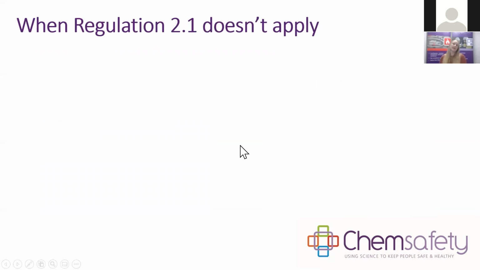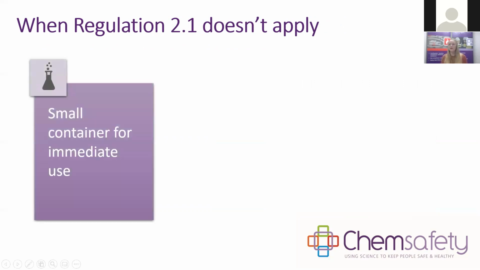So when does Regulation 2.1 not apply? There are situations when these alternative provisions don't apply. And these include if you are putting the hazardous substance into a smaller container and use the substance so quickly afterwards that it is not practicable to label the container. However, the container must be thoroughly cleaned immediately after use so that there is no hazardous residue remaining.